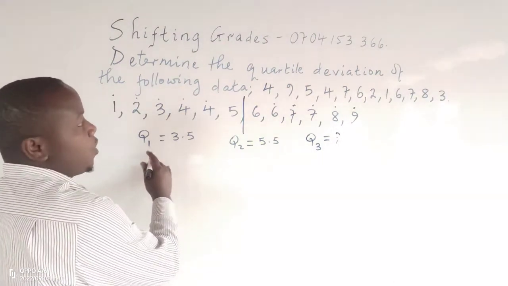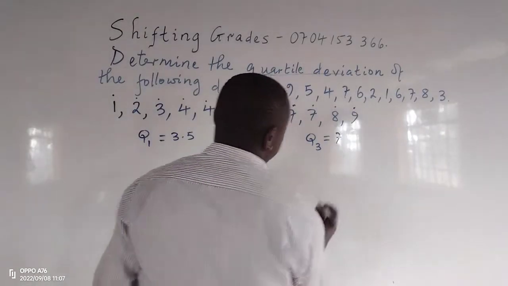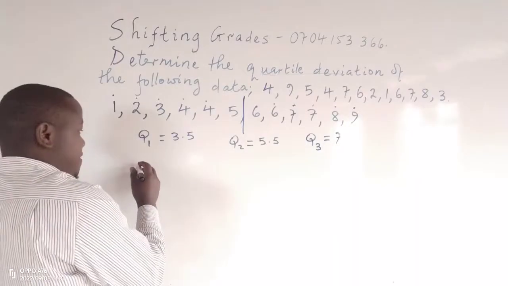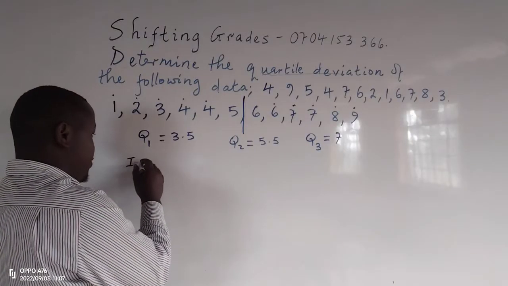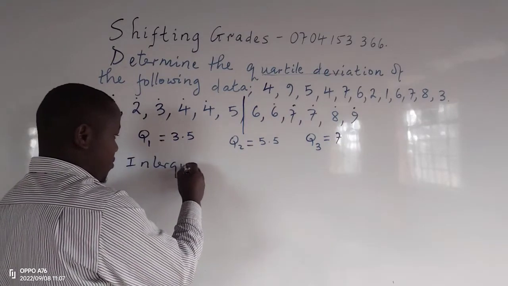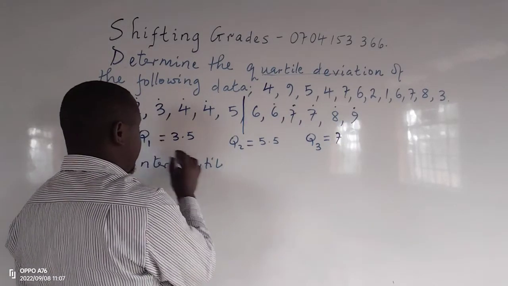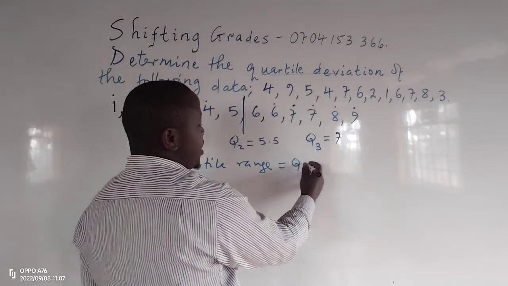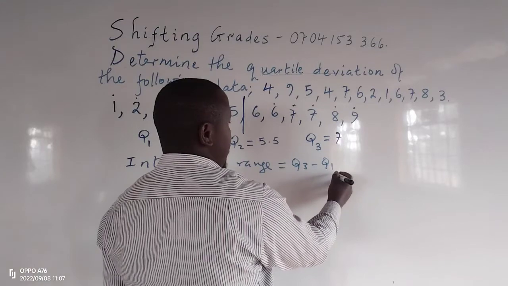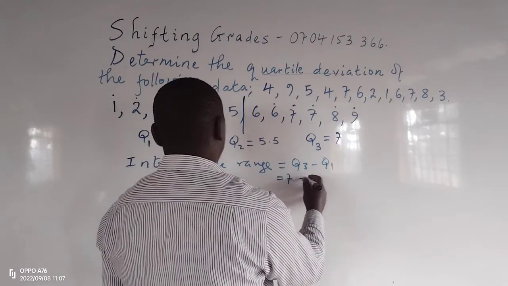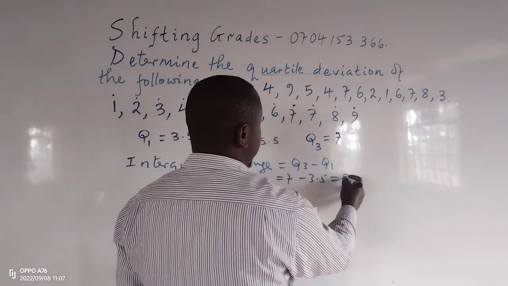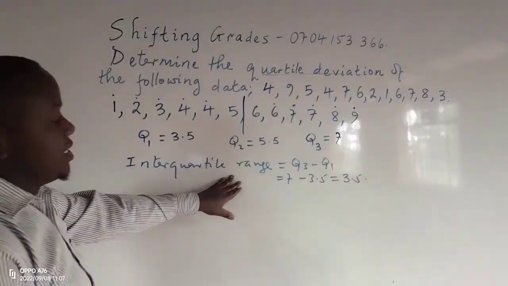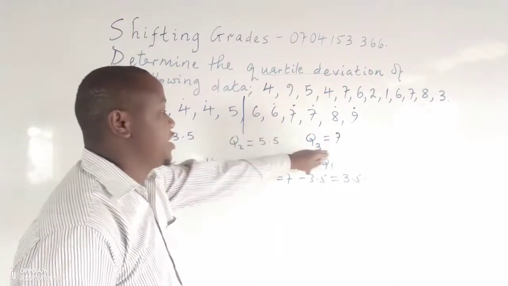Now, on our way to the quartile deviation, which is also called the semi-interquartile range, you should know that we can first of all get the interquartile range, which is the difference between Q3 and Q1. This is going to be 7 minus 3.5, which is 3.5. So the interquartile range is the difference between Q3 and Q1.